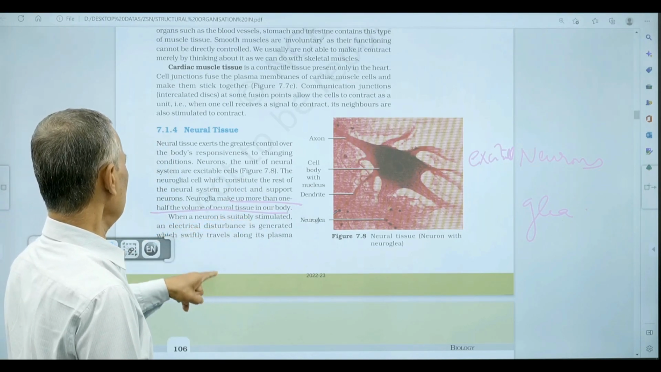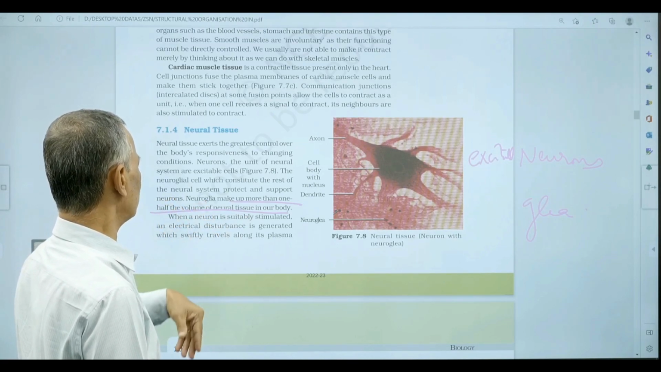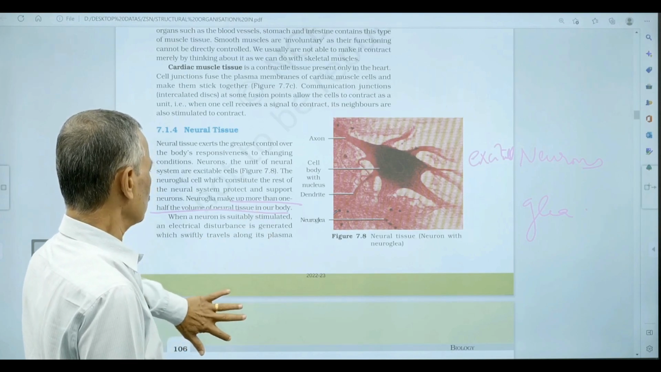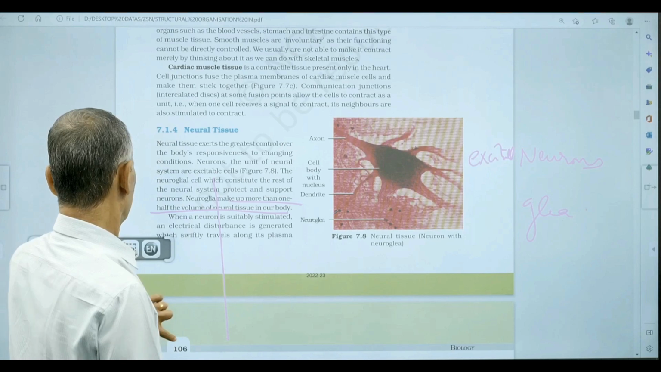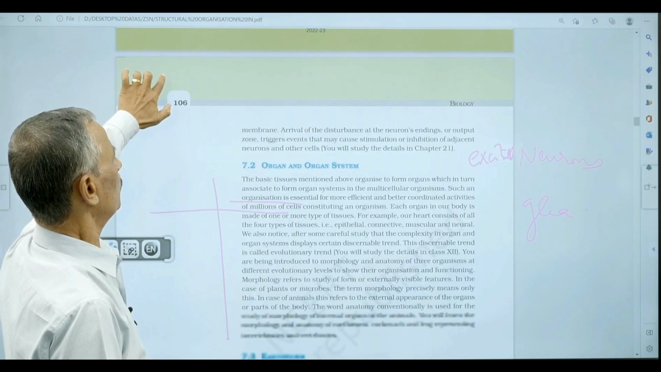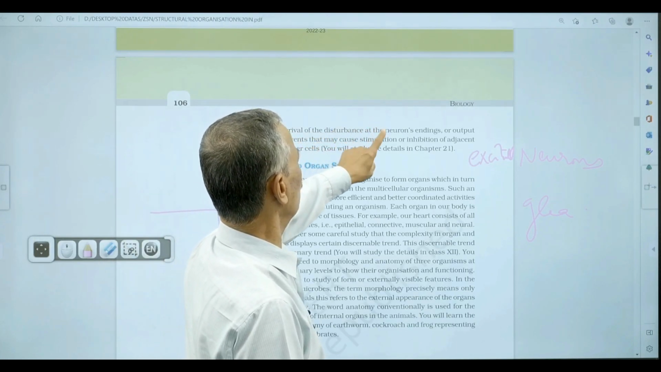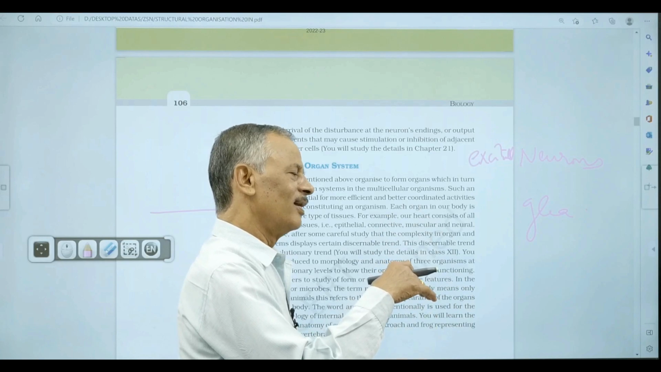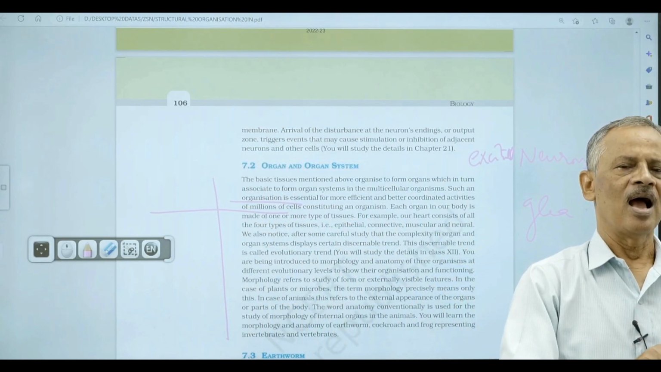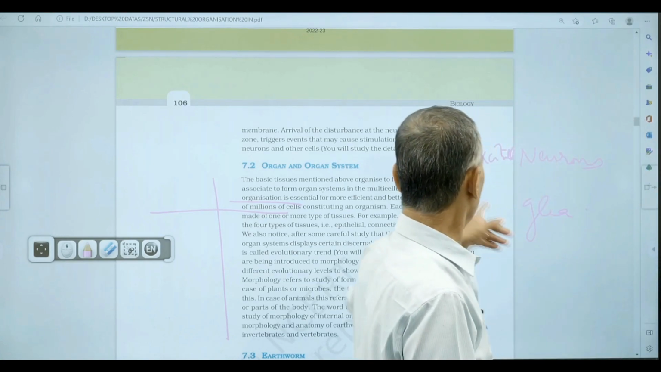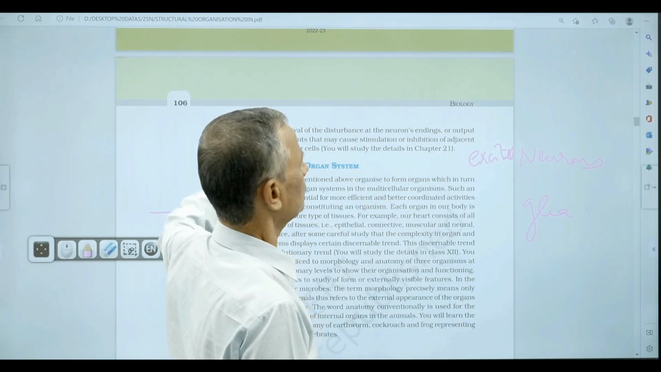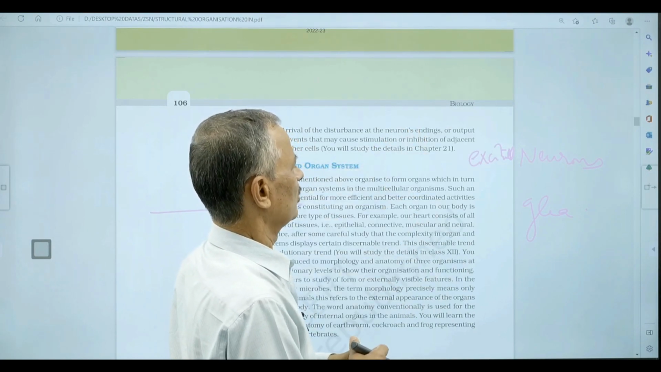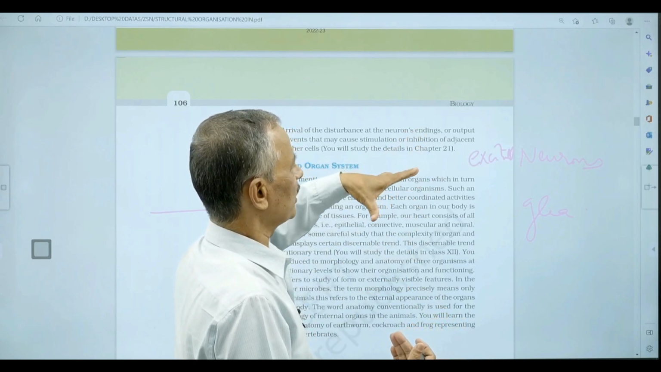A neuron is excitable. When it is suitably stimulated, an electrical disturbance is generated. That is called an impulse. That impulse travels very quickly along the plasma membrane, and the arrival of the disturbance at the neural ending or output zone triggers events that may cause either its conduction or its suppression at that junction. That junction is called a synapse. If it passes through that synapse, it is called an excitatory synapse, or if it is inhibited, it is called an inhibitory synapse. So, this may occur when the signal reaches the synapse.